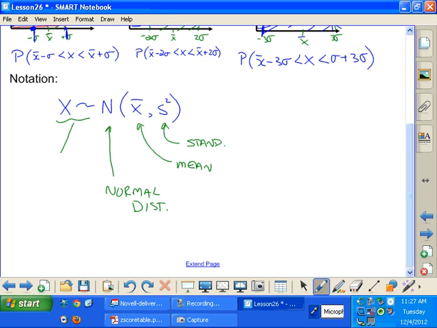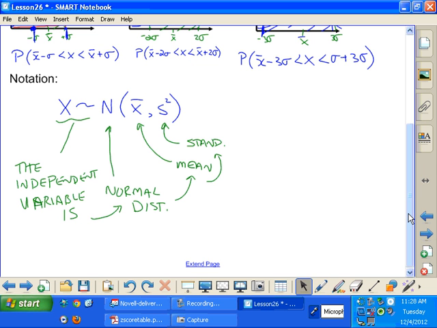And this terminology here tells us the independent variable, so whatever we're looking at. So the independent variable is normally distributed with a mean and a standard deviation. So it tells you all that information in that notation. So you do want to make sure that you have this notation on your cheat sheet just to remind you what information is being presented or provided to you.